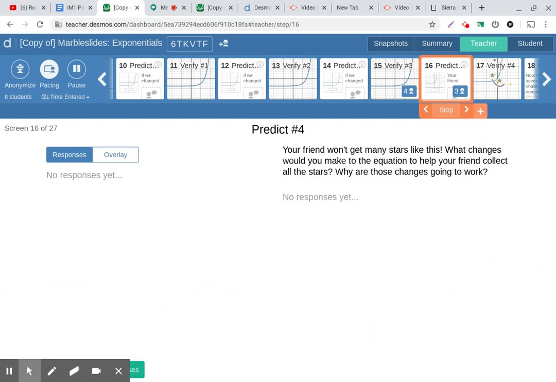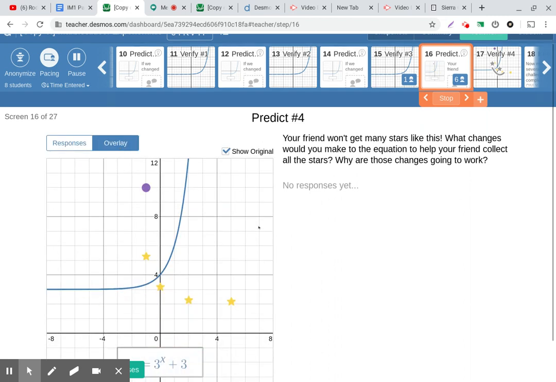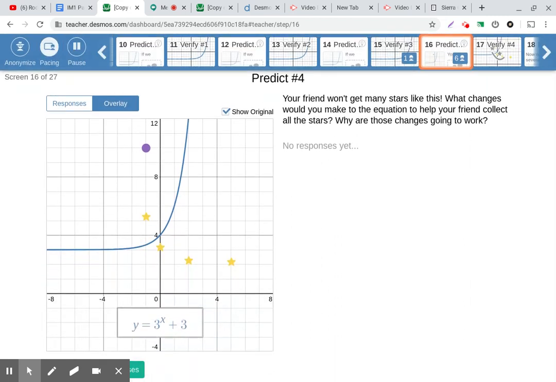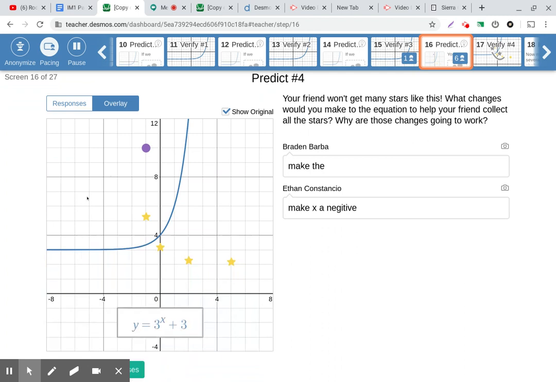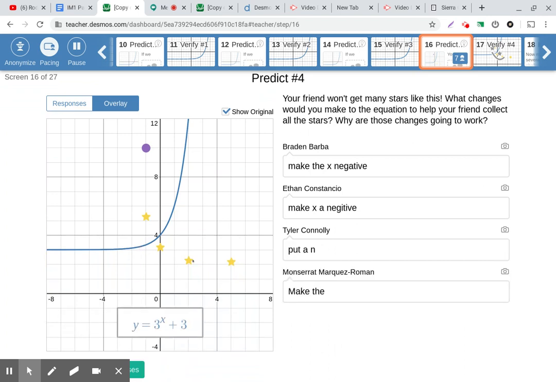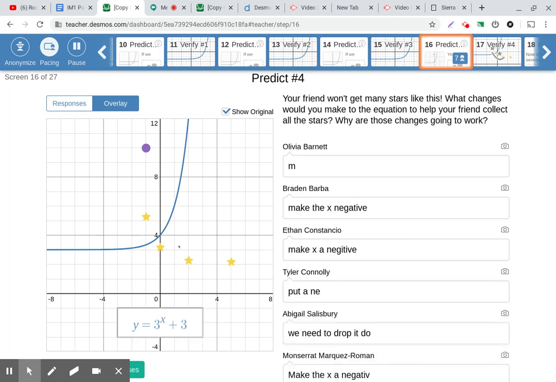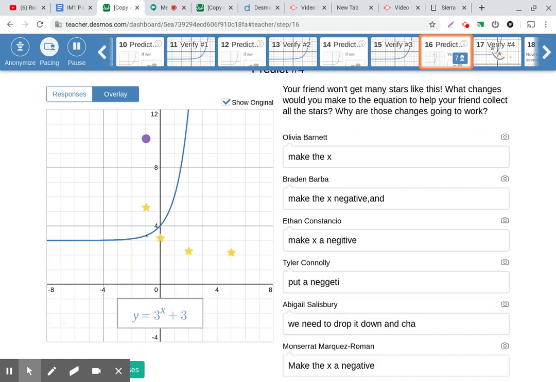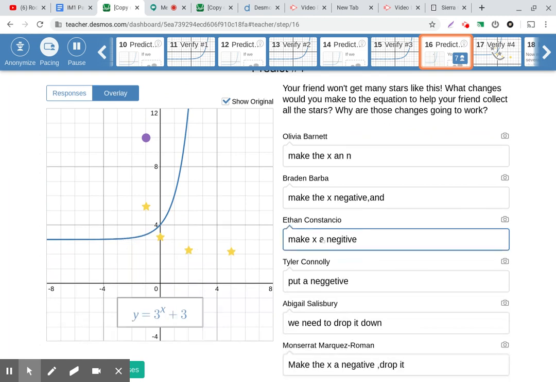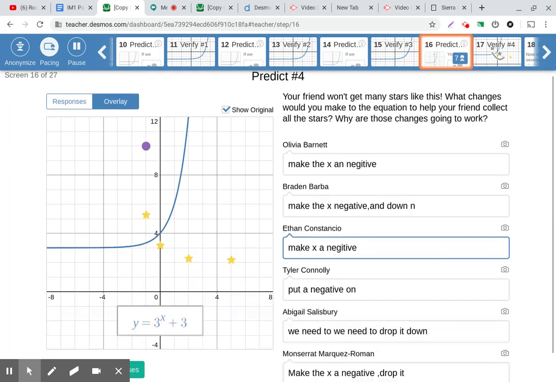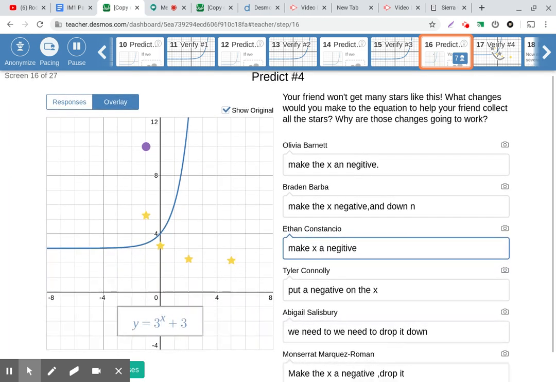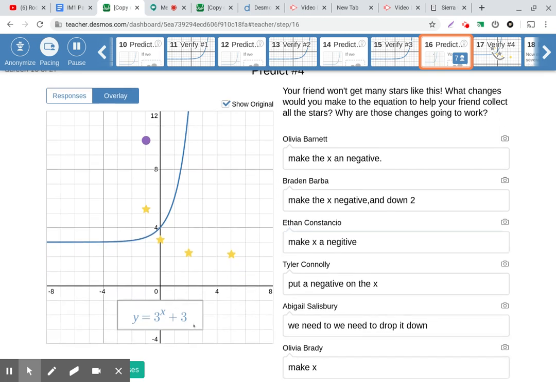All right, let's go to number 16. Toby won't get as many stars like this. What changes can you make to the equation? Okay, let's see. Looks like we need to swap the x's. You guys agree with that? And I think we need to drop it down a little bit, right? Instead of up 3, it should be up 2 or 1? What do you think? 2, right? Because this was up at 3, and we needed to go to 2. So this one has 2 things: we need to swap the x's and then drop it by 1, which would need to go to 2.